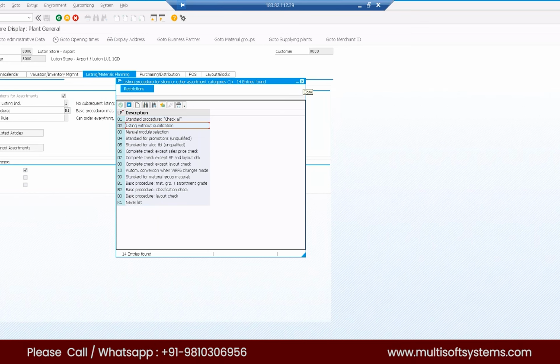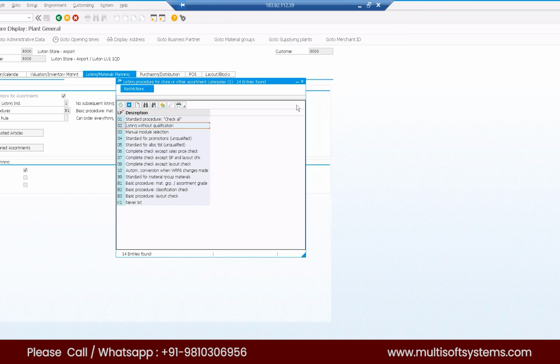Yeah, go ahead. This listing profile has to be configured somewhere in the configuration, and then we need to assign it here. It is mostly available, already configured. All the options that you're seeing right now are standardly available. If you want anything specific, you'll have to go for customization. Otherwise, the standard listing procedures are already available in the system.